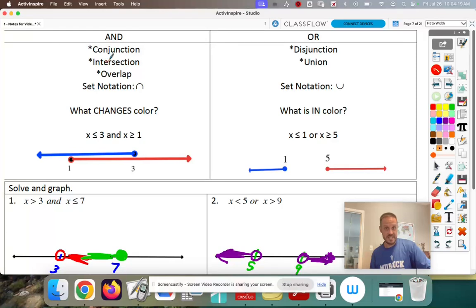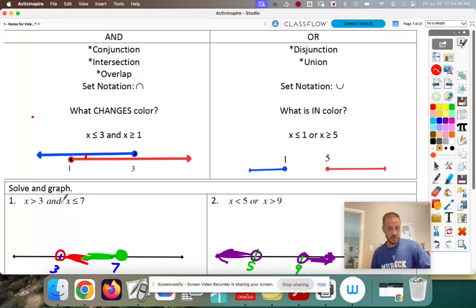Okay, so your way of thinking about this is and is a conjunction and or is a disjunction. The symbol is intersection is an and, union is an or. And here we're looking for the overlap. And so when you have an overlap, when you put red and blue together, it makes purple. So what changes color when you're mixing colors? Okay. But here, anything that's in color is what we keep. Okay. And then finally, we can start looking at some examples.